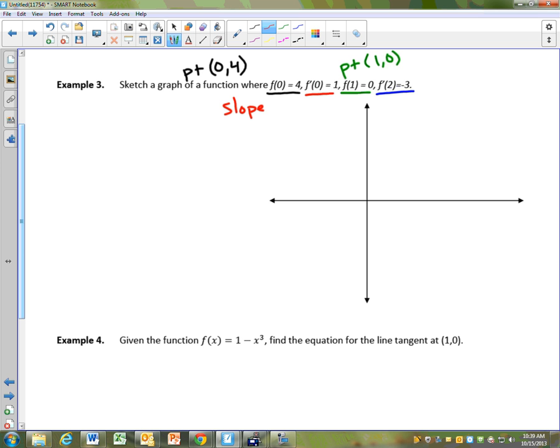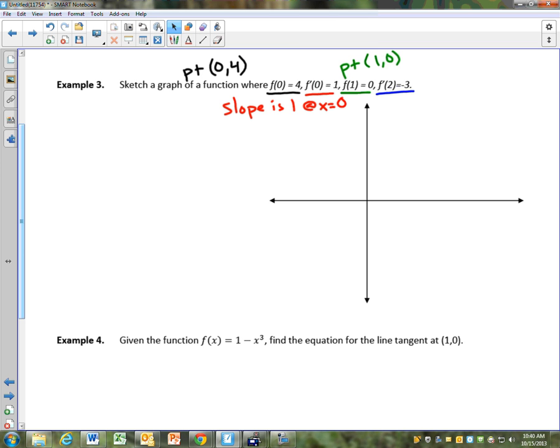What does the red one mean? The slope is 1 at x equals 0. That's what the red one means. What does the blue one mean? The slope is negative 3 at x equals 2. So there's an infinite number of ways to draw a graph that would have these types of characteristics. We'll just draw one, and then I'll challenge you to draw one that's different.